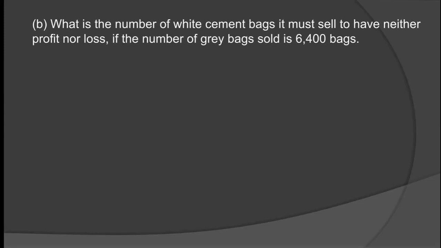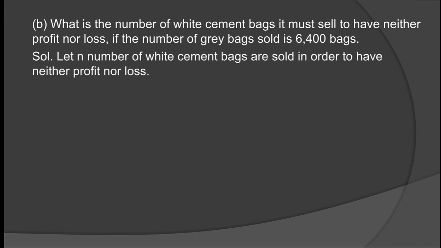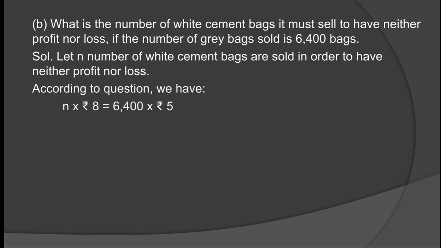In the next part, it is asking what is the number of white cement bags it must sell to have neither profit nor loss if the number of grey bags sold is 6400 bags. So let small n be the number of white cement bags which are sold in order to have neither profit nor loss. Then according to the question we can write n into rupees 8 is equal to 6400 into rupees 5, because it is given in the question that whatever loss occurred in selling 6400 bags of grey cement is equal to the profit earned in selling n bags of white cement.